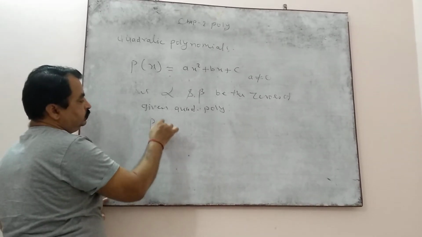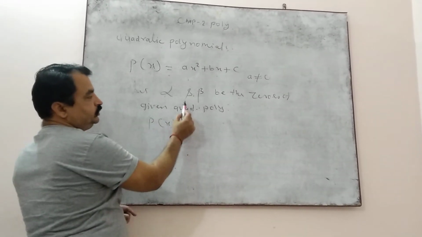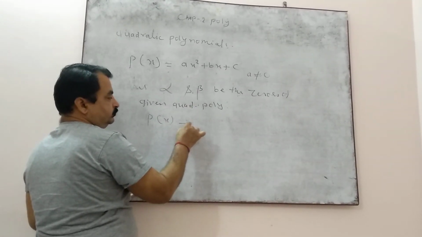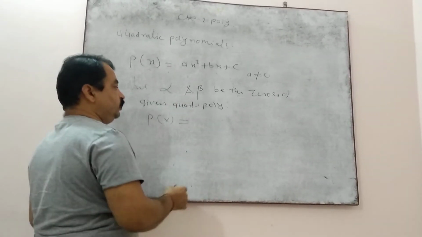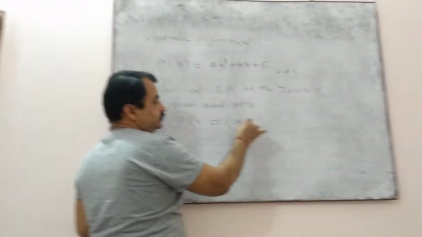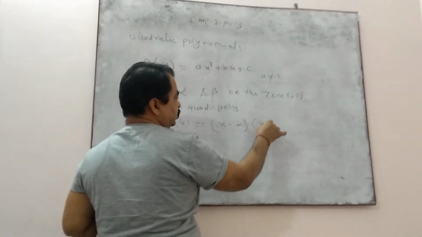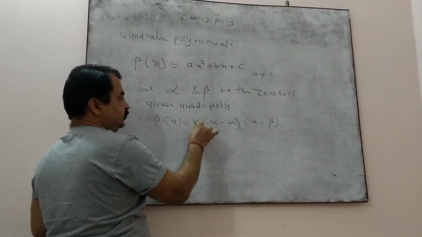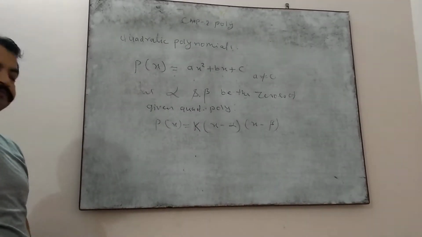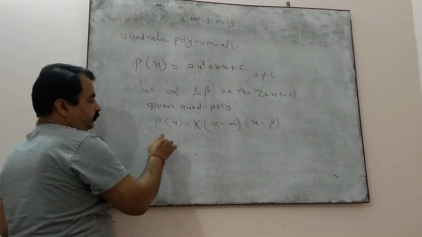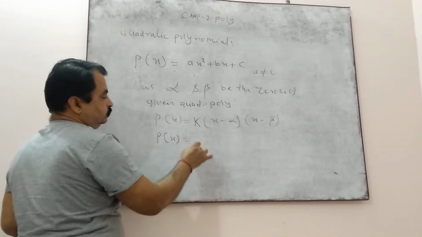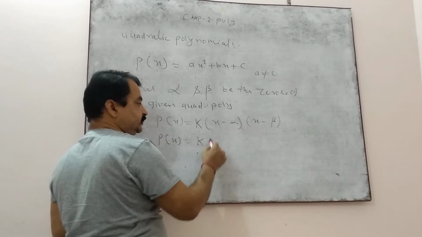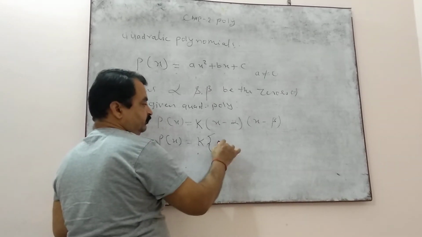So what will be the factors for this? P of x equals, here we have taken the zeros, that is the values of x, alpha and beta. So what must be the factors for this quadratic polynomial, children? Of course, x minus alpha and x minus beta. We can take a constant value also here, that is k, right? Now, p of x is equal to k into {x minus alpha, x minus beta} in curly brackets. So what do we get, children?